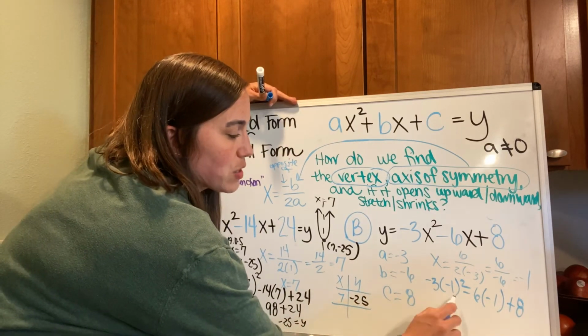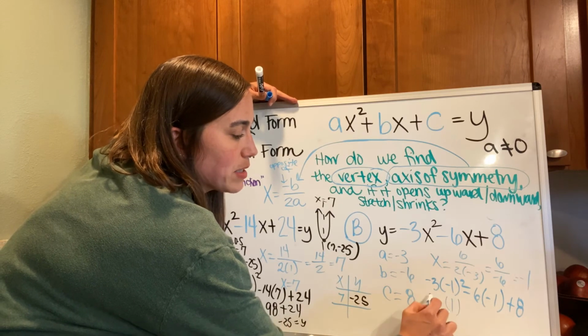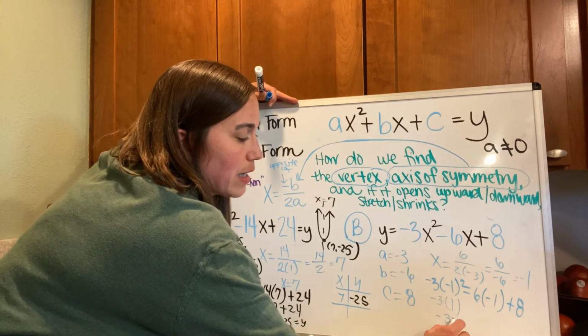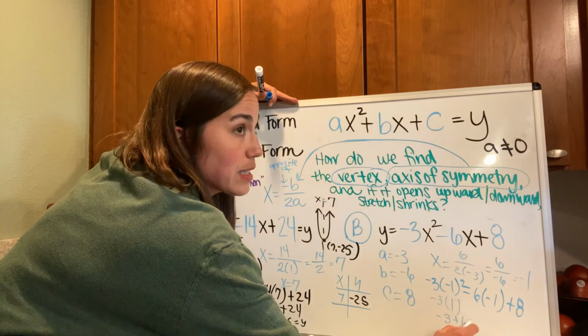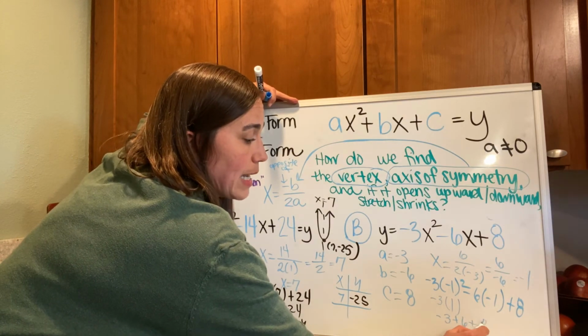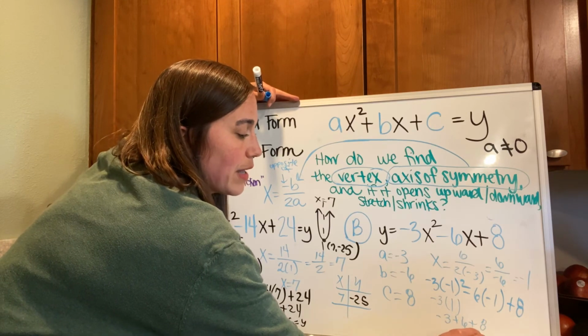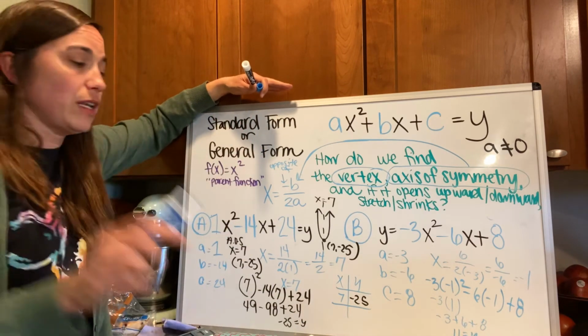So negative 1 squared is 1. 1 times negative 3 is negative 3. Negative 6 times negative 1 is a positive 6. And then I'm going to put plus 8. When I go ahead and combine all of those together, I would get 11. And that's my y.